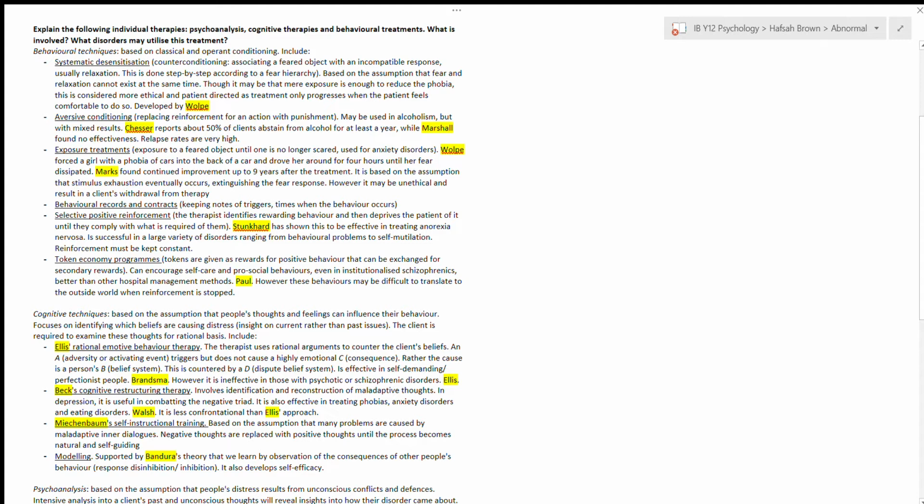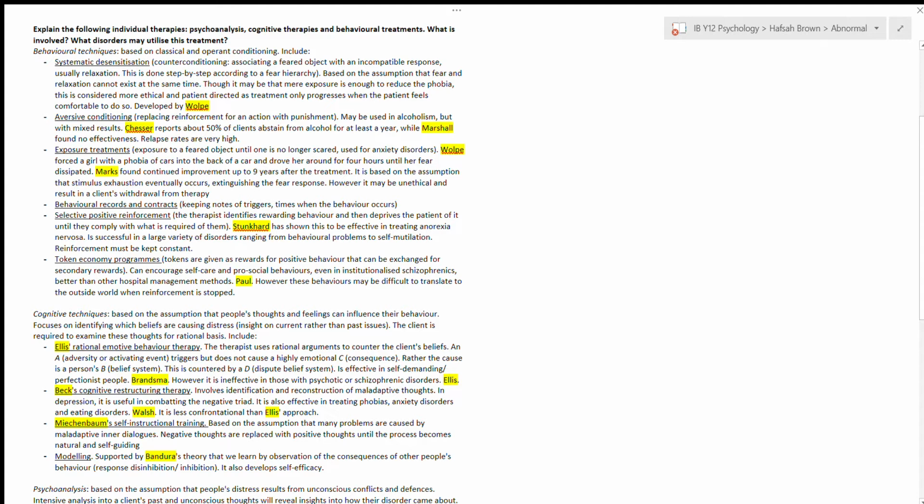Though it may be that mere exposure is enough to reduce the phobia, this is considered more ethical and patient-directed, as treatment only progresses when the patient feels comfortable to do so. So I really like this one because it's really considerate of how the patient might be feeling, instead of just pushing them straight into a feared situation. And you would probably like to include the researcher here, and it is Wolpe.